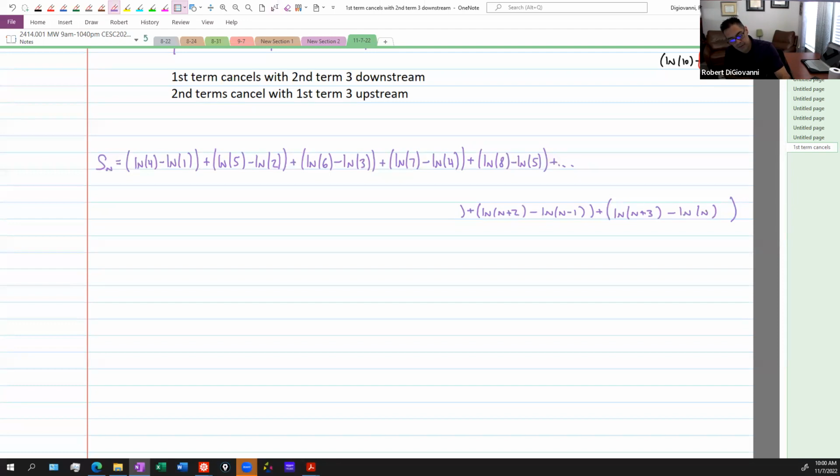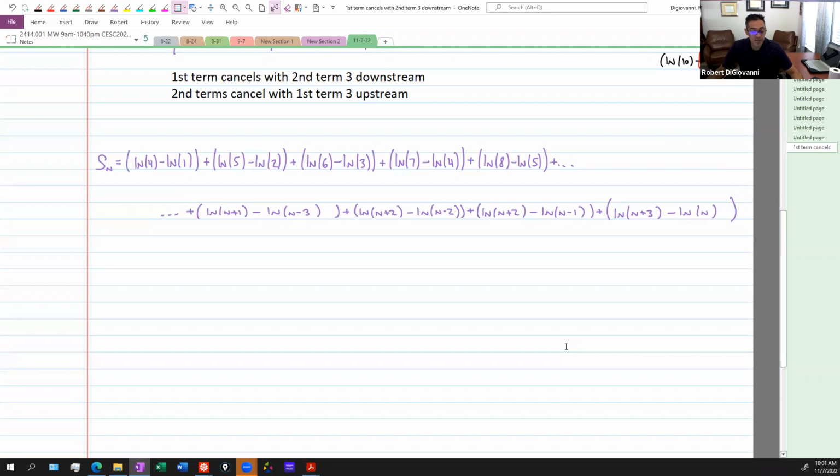Now, I'm going to keep going, and I'm going to stop when I actually see one of my cancellations occur, which according to what I typed earlier, I've got to go at least 3 upstream from this to see. I think I'm there, but I'm going to do one more. Natural log of n plus 1 minus natural log of n minus 3 plus dot, dot, dot. Okay. All good? Questions right now?